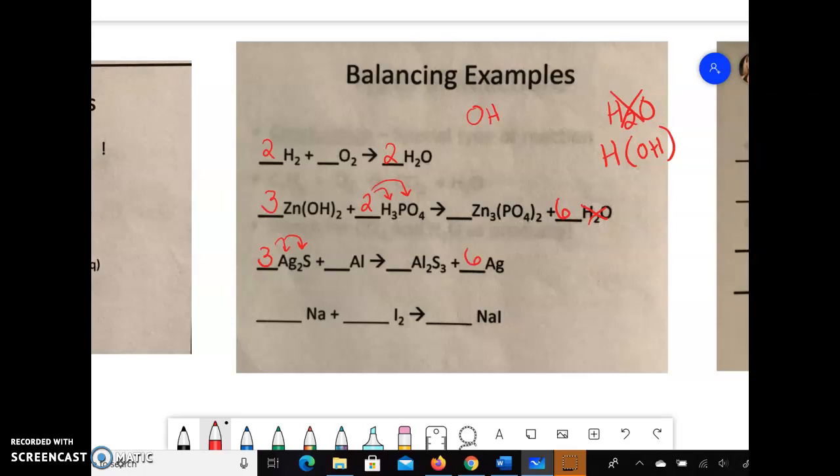And now we should have 6 silvers. And then the last one is aluminum. We have 1 on the left and 2 on the right, so let's put a 2 here. And everything should be balanced.